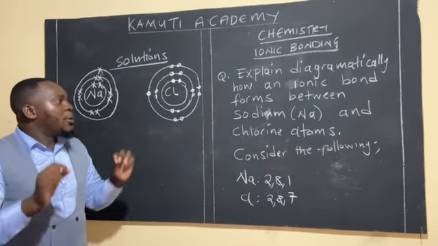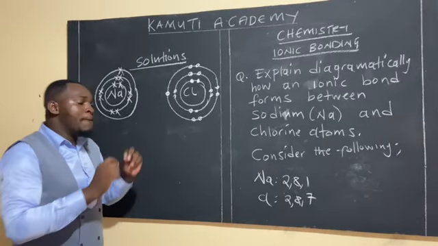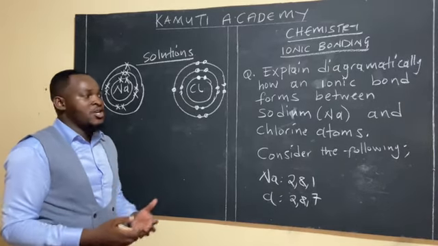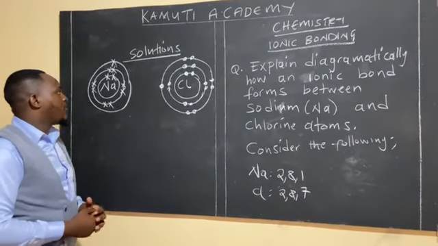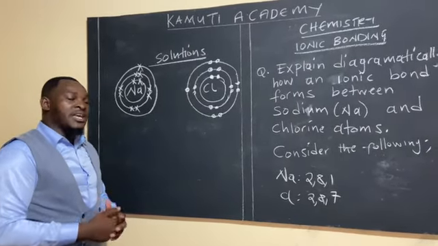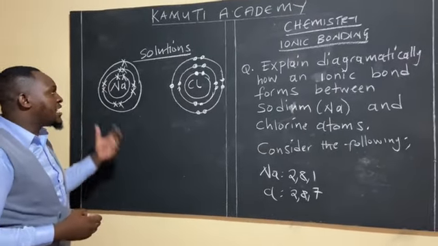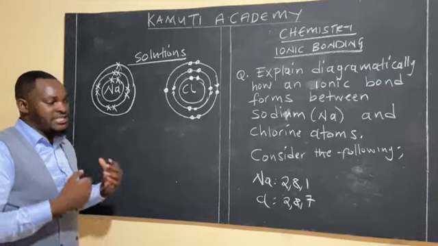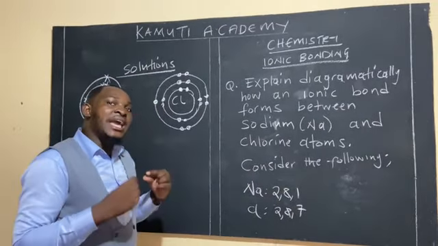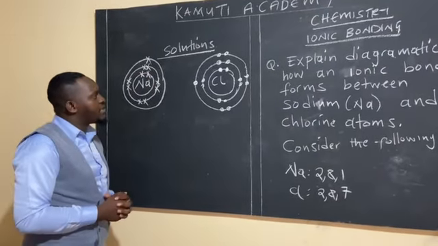Now, ionic bonding is the type of bonding whereby a metallic atom loses or donates an electron to a non-metallic atom. We have sodium and chlorine. Which one do you think is a metal? Of course, the metal is sodium. If you don't know whether an element is a metal and they give you the electronic configuration, you can tell. Usually, metals have between 1 to 3 electrons in their outermost shell. Sodium has 1 electron in its outermost shell, so sodium is a metal.